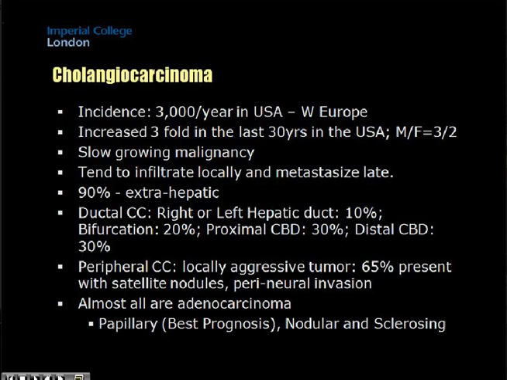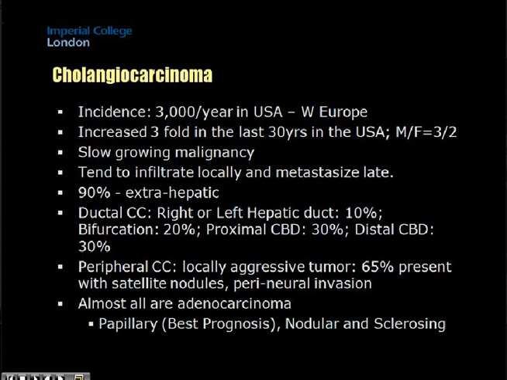Now, just to put things in perspective, you see an incidence of 3,000. The incidence of hepatocellular carcinoma in Western Europe as well as in the States is 15,000 per year. So it's about 5-fold less than HCC. Cholangiocarcinomas tend to be very slow-growing malignancies, and they tend to infiltrate locally and metastasize quite late. 90% of these are extrahepatic.